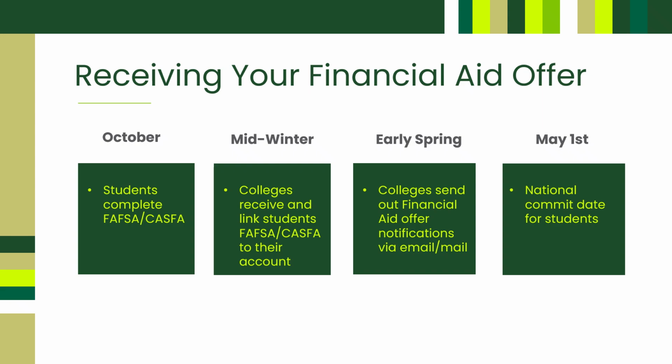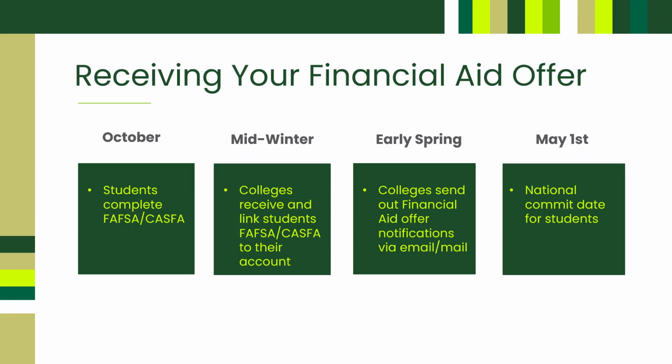Depending on the school, financial aid offers are commonly sent out late winter to early spring, or the month of February. The information comes in a financial aid offer, which will be either mailed or emailed to the student once they have been accepted and have a completed FAFSA or CASFA on file.